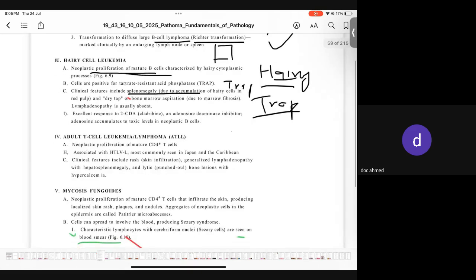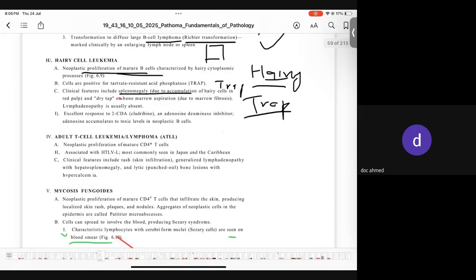Hello. Now, yes. Any questions? What is TRAP and why is it positive? Why is it positive and what is it?